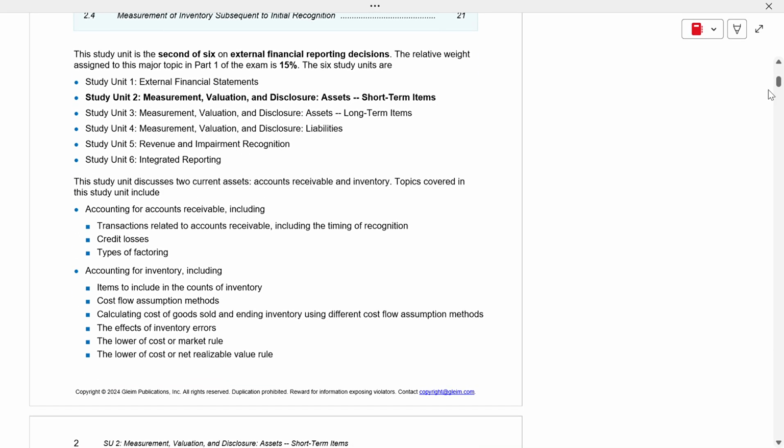When we do the things, this study unit discusses two current assets: account receivables and inventory. In detail, accounting for account receivables, transactions related to account receivables, including the timing of recognition, how we have to treat the credit losses, and what are the types of factoring. Any idea about factoring?